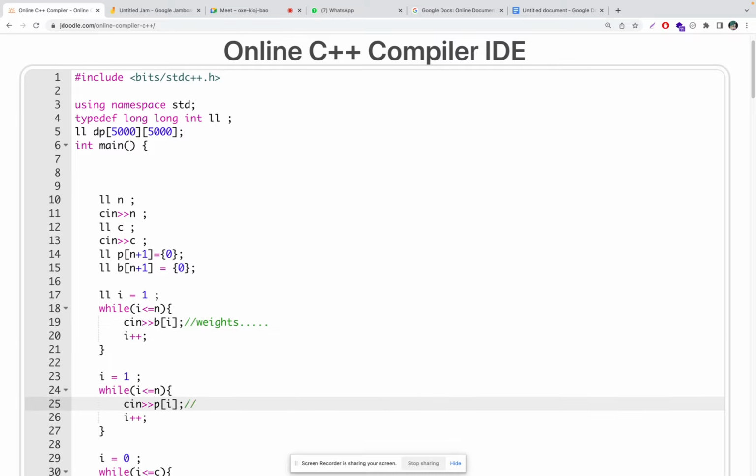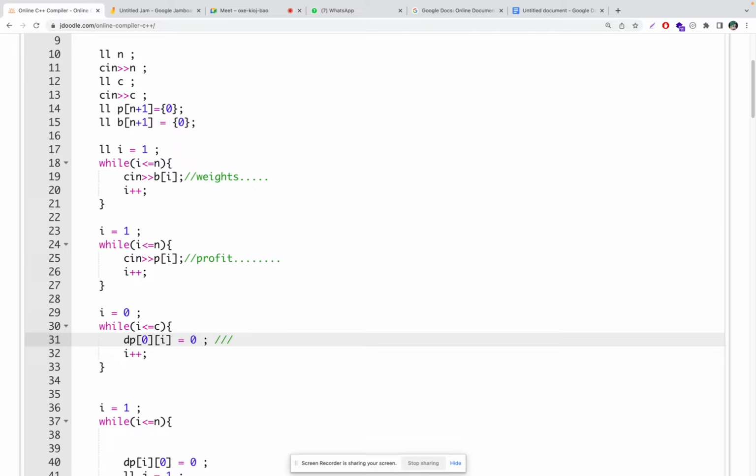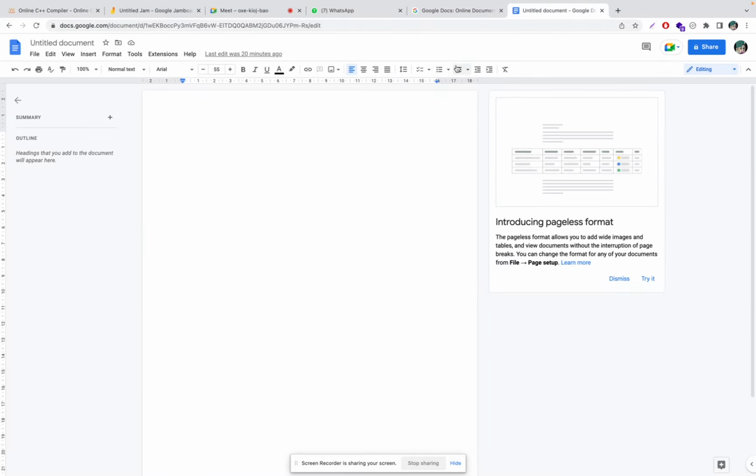And this is the input of all what? Can you tell me what is P of I? Profits. Okay, very good. So guys, initially I'm trying to fill some base cases. So let me tell what is the meaning of base case. Let me explain what I'm trying to fill.